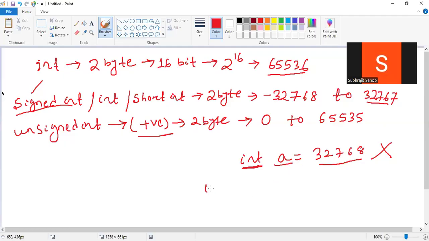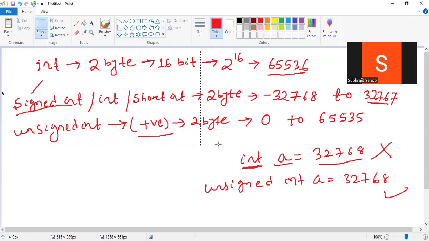Can I store it in unsigned int A equal to 32,768? Yes, I can store it, because observe the unsigned integer range: 0 to 65,535. So we can store up to this much range. I will add this one to the notes also.